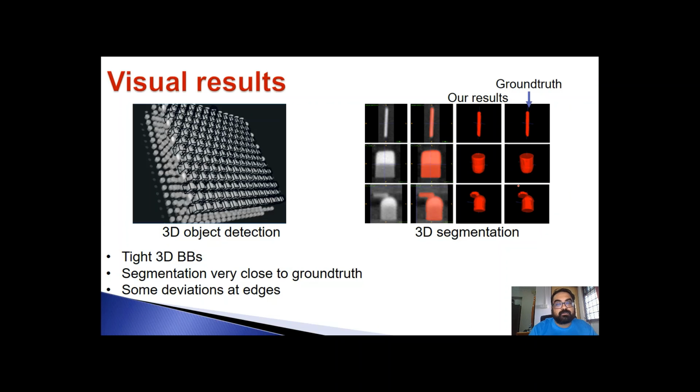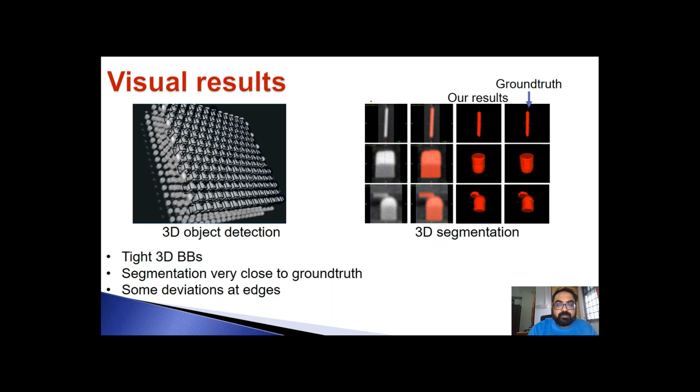Now let's look at the results in a more qualitative way, with some visual results. On the left side, you see the 3D object detection results for memory bumps. The logic and your TSVs also look very similar. So we get very tight 3D bounding boxes. There are absolutely no skips. You're able to detect all of the structures in one shot.